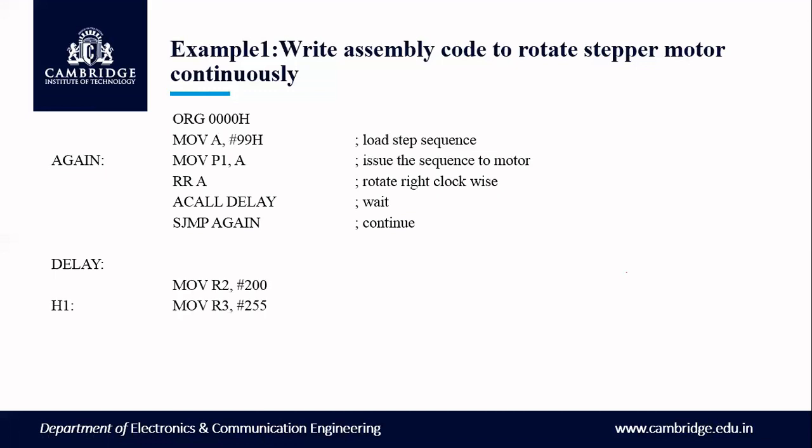If you want an anti-clockwise direction, instead of RR you can put RL. So you can achieve the anti-clockwise direction. This is the delay we introduced, the delay program. 200 into 255 times into the time period, then you'll come to know what time delay you are introducing in between the sequence you are giving. So this is how you can write it. This is a simple assembly code for energizing the stators so that it will rotate the rotor. So you'll achieve a rotation in the stepper motor.